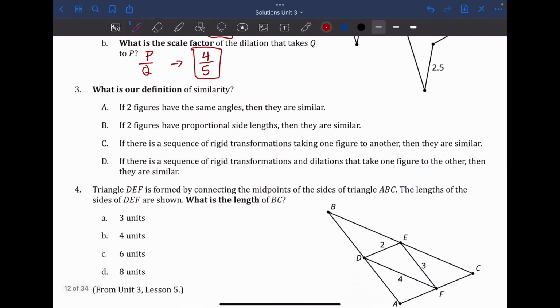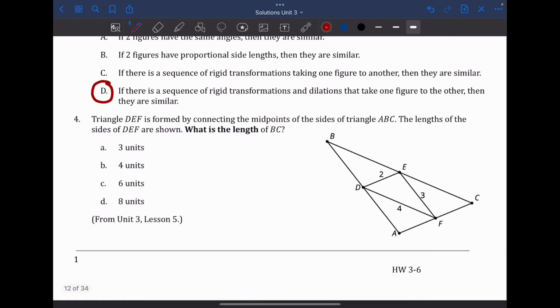This just asks, what's our definition of similarity? So if two figures have the same angles, then they're similar? Not quite. If two figures have proportional side lengths, then they are similar? Also not quite. If there's a sequence of rigid motions taking one figure to another, then they are similar. Also not quite. D actually combines all of these. If there is a sequence of rigid transformations and dilations that take one figure to the other, then they are similar. And as a result, A and B will be true. They should have proportional side lengths and the same angles, but we're defining it using D.